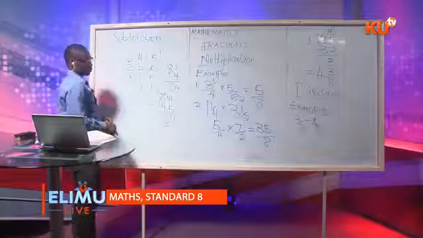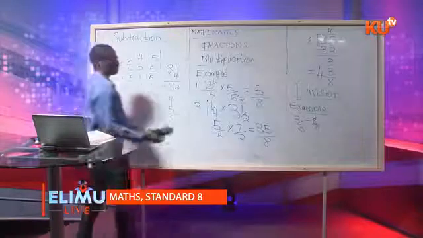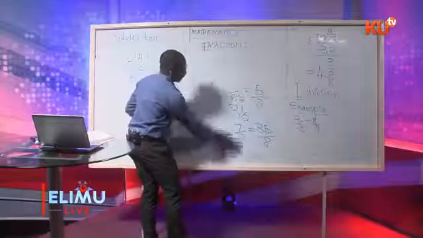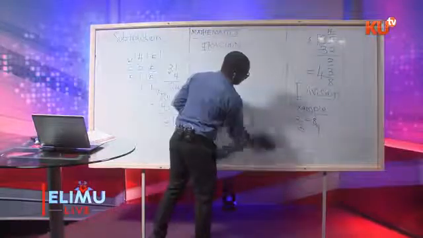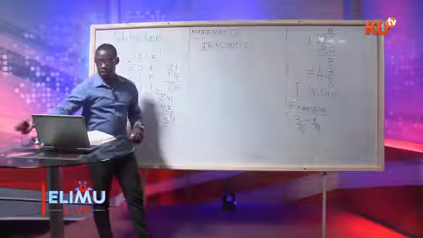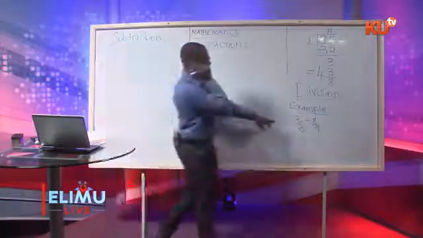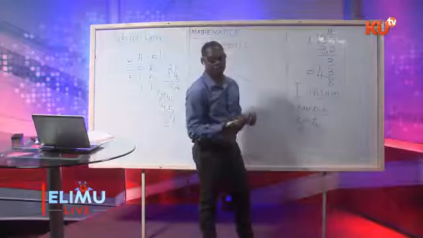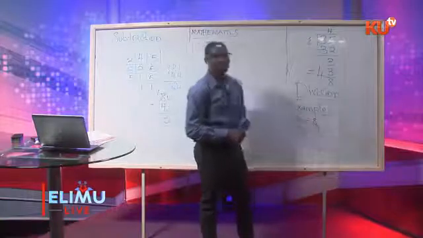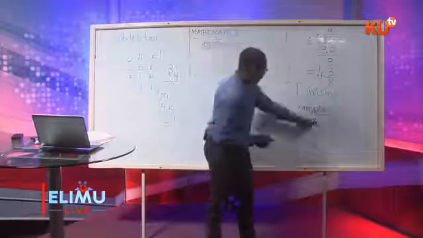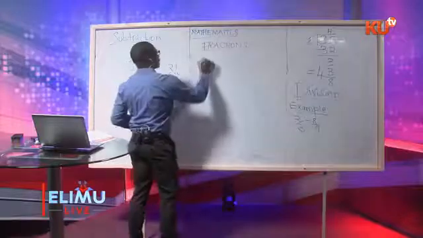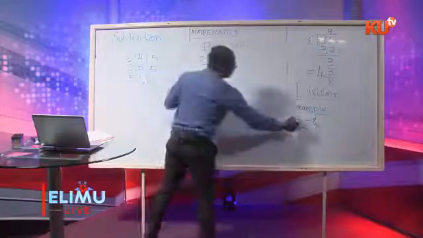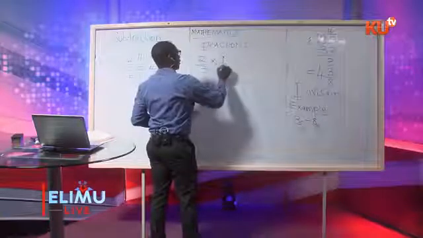When you are dividing fractions, remember there are two things that will happen. We change the division sign into a multiplication sign, and then we get the reciprocal of the second fraction. So we have 2 over 3 multiplied by, this one has changed, 9 over 8.